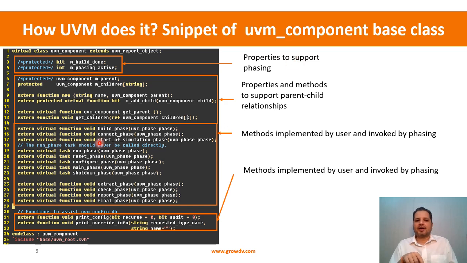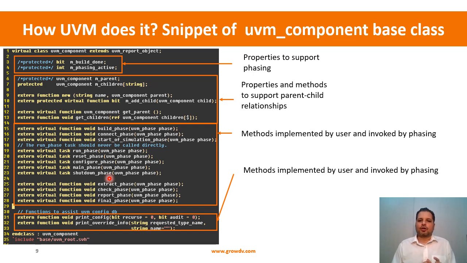For example, you'll have the build phase, connect phase, start of simulation phase, run phase, then there are the reset, configure, main and shutdown phases. You have the extract phase, check phase, report phase, final phase. If you look at it, each one of these is just a virtual task, right? And what it means is that any class that extends a UVM component must provide this implementation, and since these tasks and functions enforce the name, we will automatically phase them. So the UVM root will automatically phase it so that across all the components it is able to do it in a synchronized form.